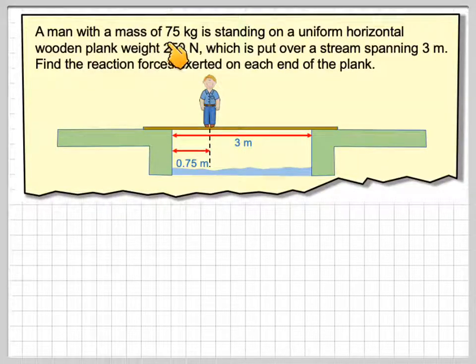A man of mass 75 kilograms is standing on a uniform horizontal wooden plank, weight 250 newtons, which is put over a stream spanning 3 meters. Find the reaction forces exerted on each end of the plank. Well, here and here there will be a reaction force to the plank resting on the bank of the stream.